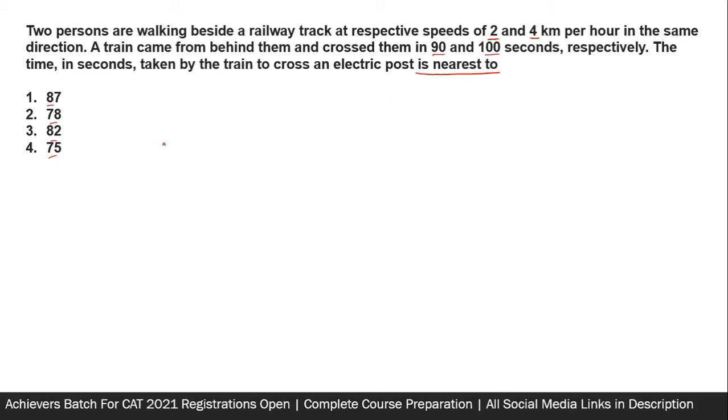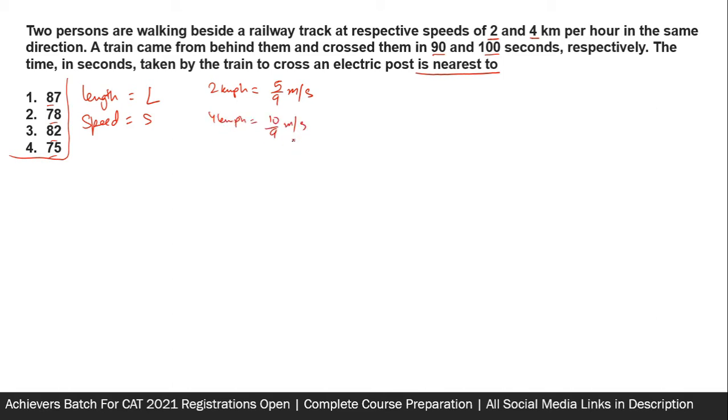Now my first method would be, as always, the equation method. I would take the length of the train to be L and the speed of the train to be S. So I will make two equations. I also know that 2 kilometer per hour is actually 2 into 5 by 18, which is 10 by 18, or 5 by 9 meter per second. Similarly, 4 kilometer per hour would be 10 by 9 meter per second.